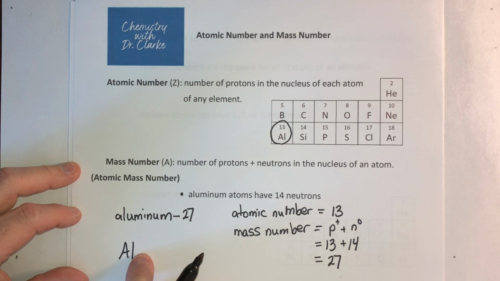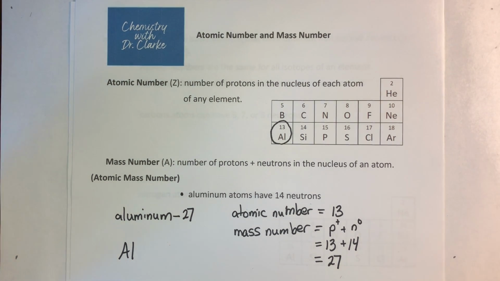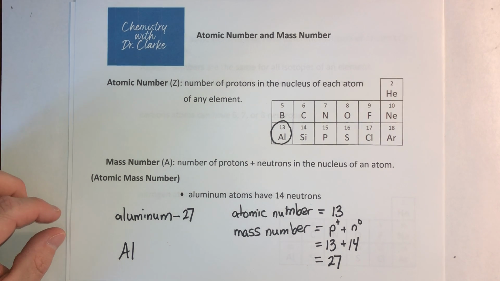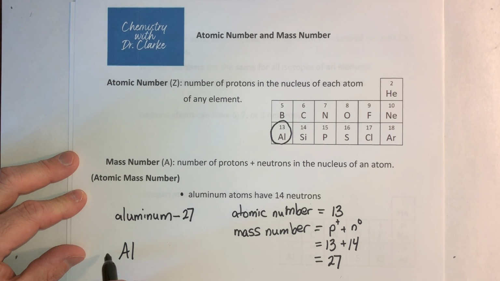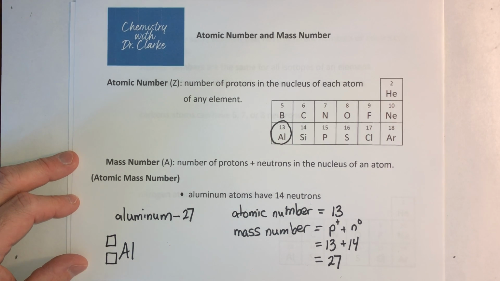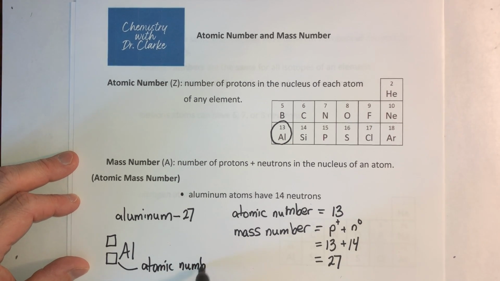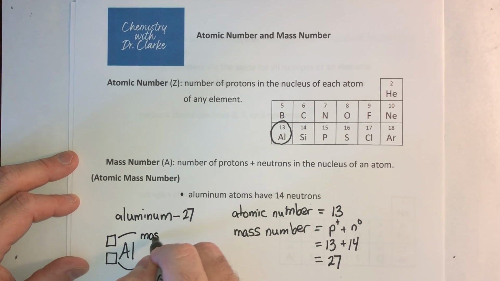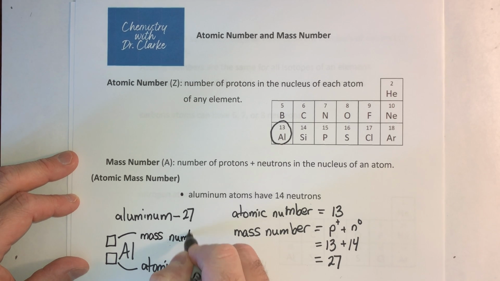Same thing with the symbol. Normally, aluminum just has the symbol Al. But if you're concerned about how many neutrons and how many protons, then we need an enhanced symbol. We need something extra. So what we've decided is that we're going to put a subscript and a superscript out in front. The subscript is going to be the atomic number, and the superscript is going to be the mass number.